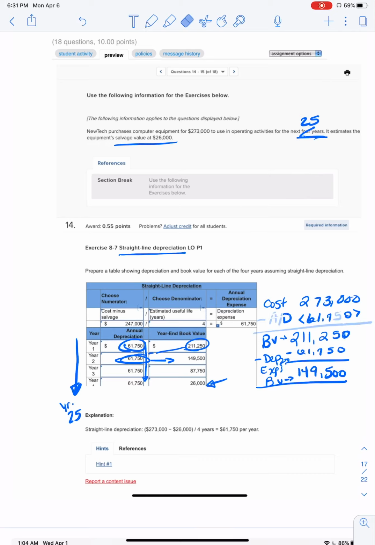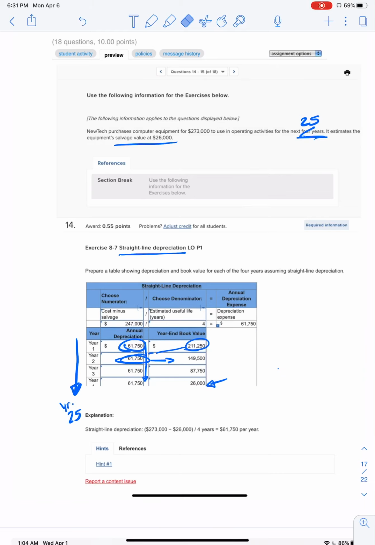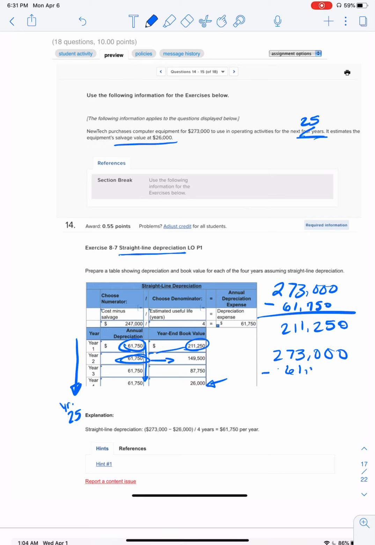Maybe a more clear way to do this, though, is to always just bring this back to cost minus accumulated depreciation. If you did that, here's how that would look. I would take my cost of 273 minus my 61,750. That would bring me down to 211,250. Then for year 2, I could take 273,000 minus 61,750 for year 1, minus 61,750 for year 2. And when I do that, I would also come down to my 149,500.